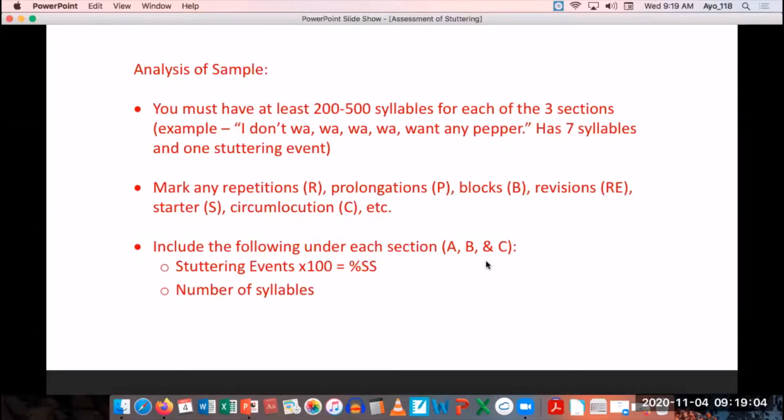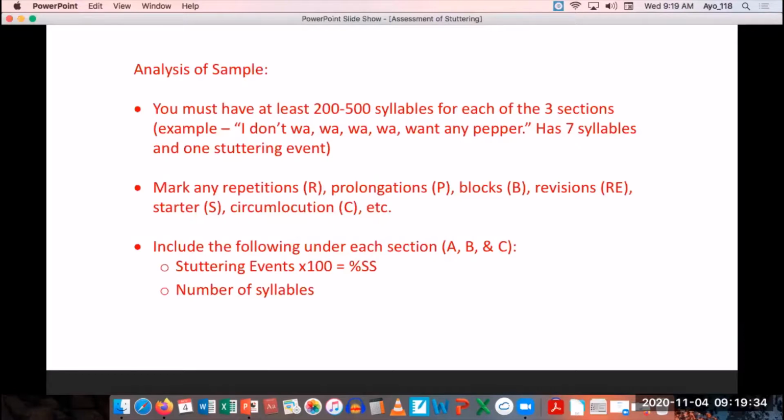Anyway, I'll clarify that. Mark any repetitions as an R, prolongations with a P, blocks as a B, revisions as an RE, starters as an S, circumlocutions as a C, interjections with an I, and anything else that's unusual or strange, just make sure it's different from the other initials, okay? Put a legend so I know what it is, if it's something different.